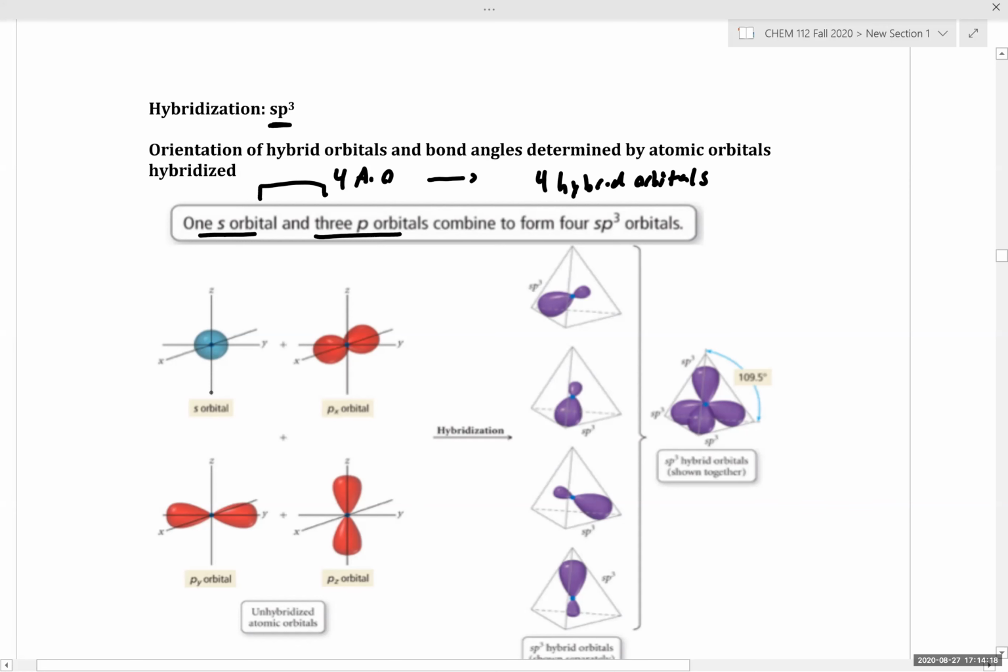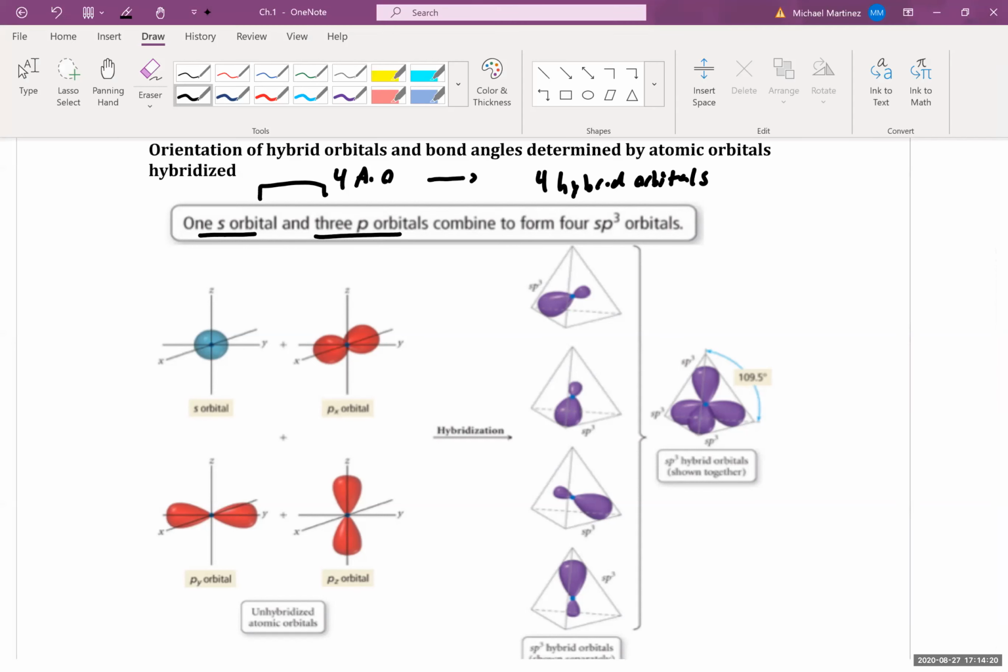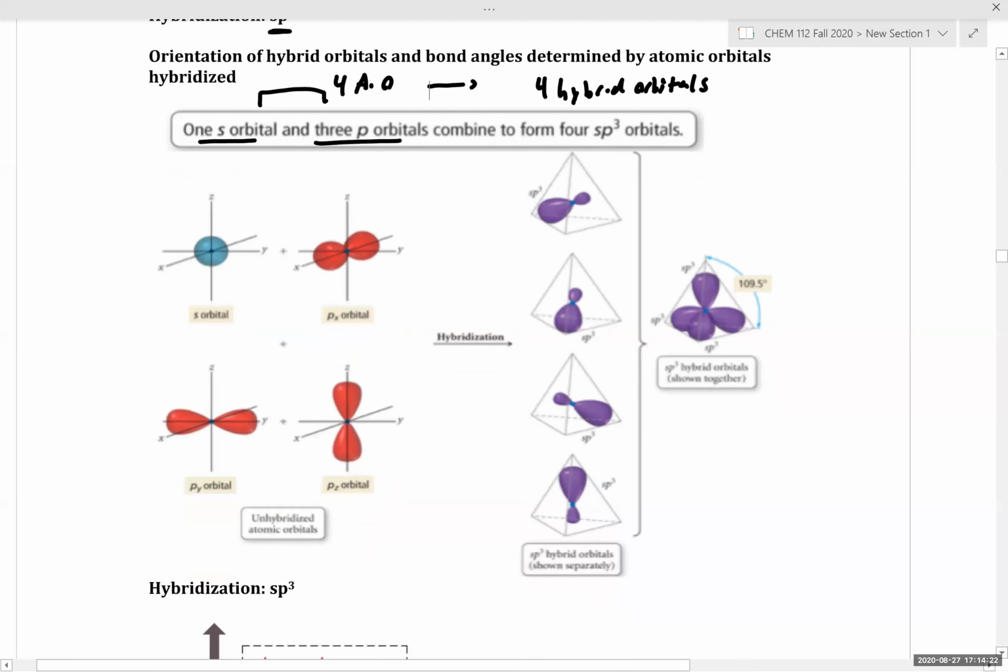One thing that I'd like you to note for the sp3 hybridization is that our bond angles are equal to about 109.5 degrees. So we have a relationship between the hybridization of our central atom and the bond angles for bonds arranged around our central atom.